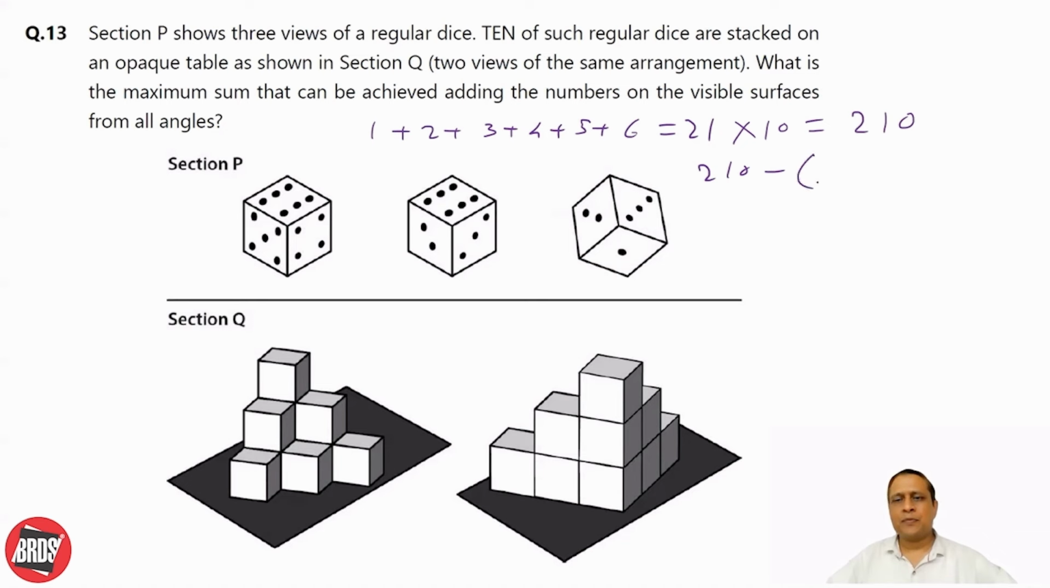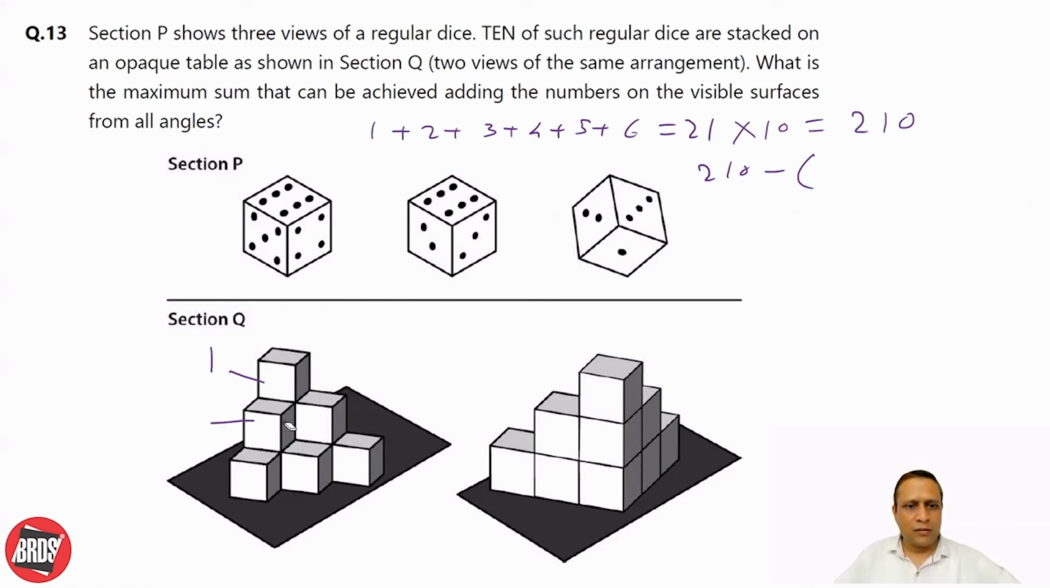Right? Okay. Now, for the visible surfaces' sum to be maximum, the non-visible surfaces' numbers should be minimum. Correct. If visible surfaces have the maximum sum, non-visible surfaces should have the minimum sum. So, let's find the non-visible surface sum, and that has to be minimum. Okay. So, for this, only one is non-visible. So, this can be one. This and this are the same.